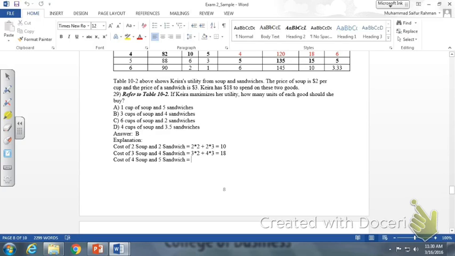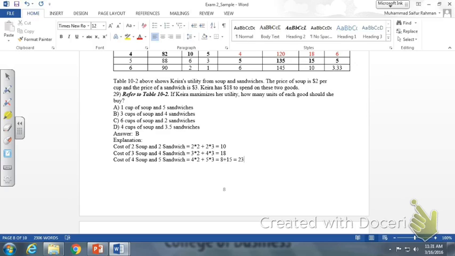Can anyone do the cost of the bundle for the third one? Can anyone tell me what the number is? It's actually 23, right? So if you look at these 3 bundles, you notice immediately that the third bundle is not feasible. You have $18, and you really cannot buy that bundle because that bundle requires $23.